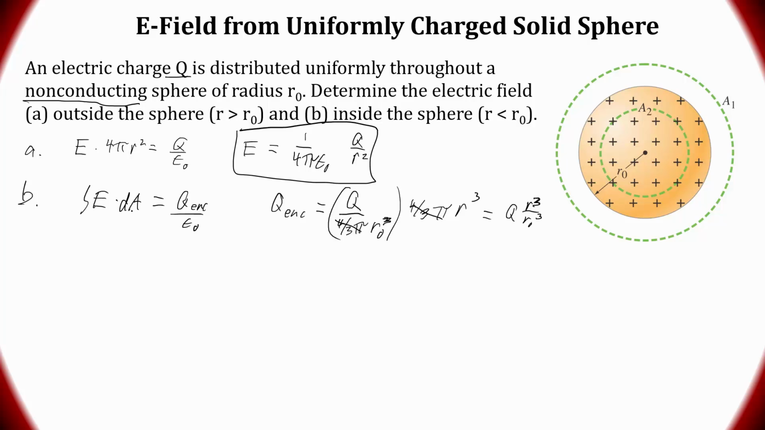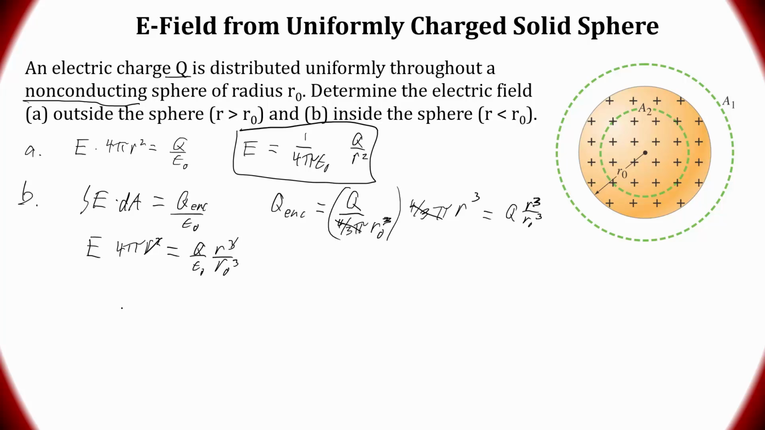So we still have E is constant at that location, and then dA gives us the area of that sphere, so 4 pi r squared once again, but now we've got a more complicated Q enclosed. So we'll go Q over epsilon naught times r cubed over r naught cubed. R squared cancels out a couple of those.